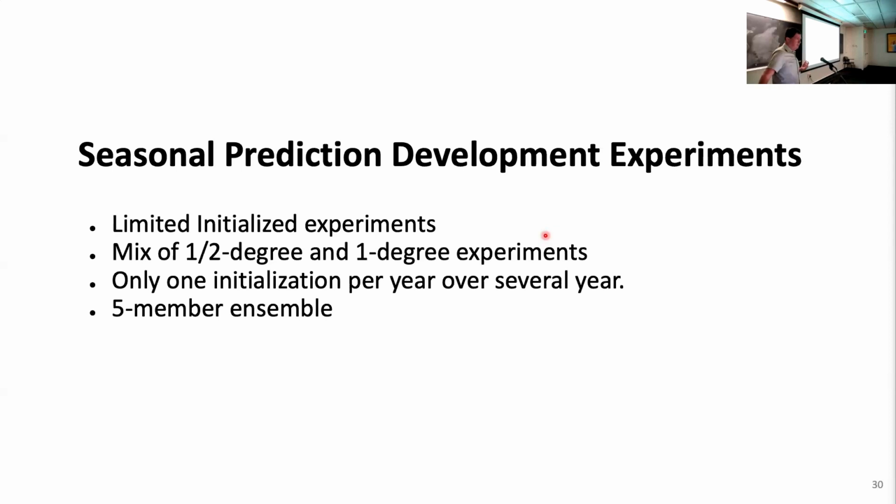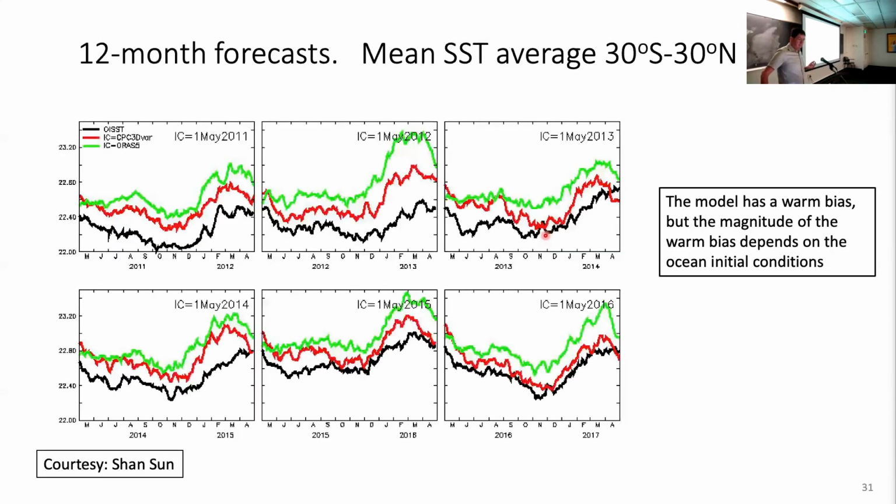And for these experiments, we've done only one initialization per year, but over multiple years. And they have a 5-member ensemble to capture the internal variability. The first thing I want to point out is that these are experiments done at 0.5 degree from a colleague, Sharon Sun, that looked at the tropical mean sea surface temperature. So she's looking at just a bias, not really looking at skill or anything like that.